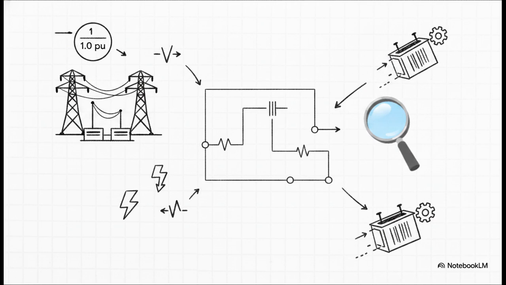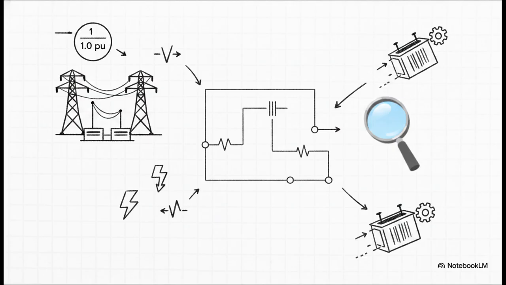So enter our hero, the per-unit system. This is an absolutely brilliant method of expressing system quantities, like voltage, current, power, and impedance, as simple fractions of a defined base quantity. The formula is beautifully simple. Your per-unit value is just your actual value divided by your base value.